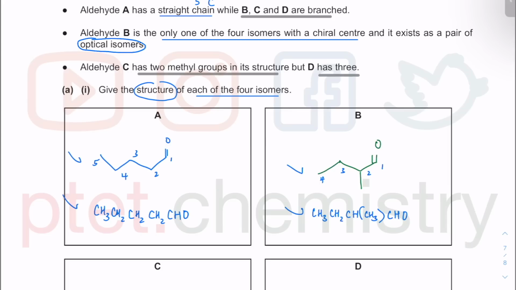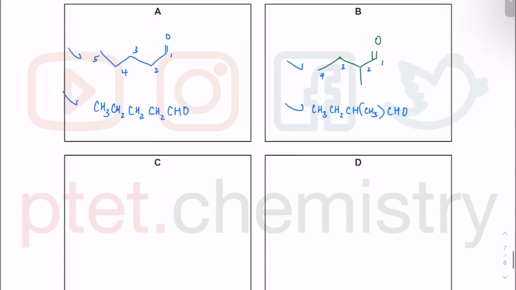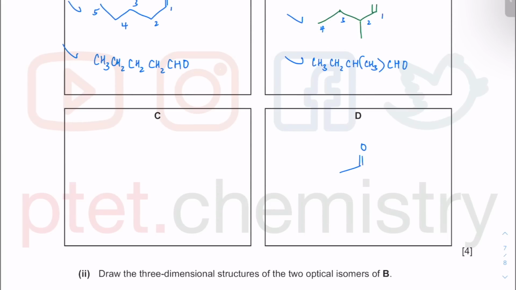D has 3. So 3 what? 3 times CH3. So aldehyde D, I have aldehyde. So I cannot have the methyl there. It must be there. I have 3 methyl. 1, 2, 3. Aldehyde C only has 2 methyl. So 1, 2. Like that. Because this one is 1, 2, 3, 4, 5. This is 1, 2, 3, 4, 5. Like that. Am I doing the right stuff? Not really. There are 3 methyl there, so I'm still doing the wrong stuff. This is wrong.